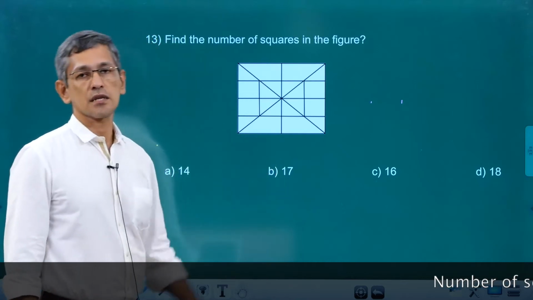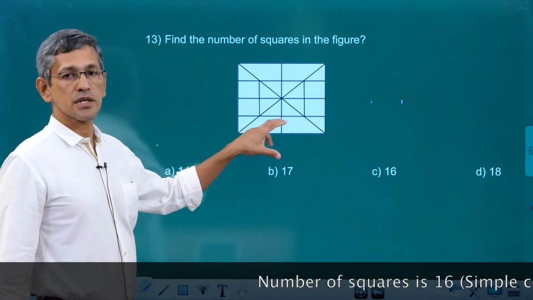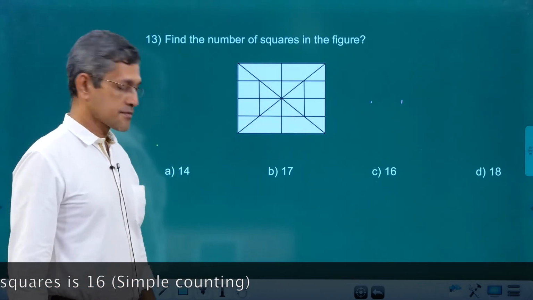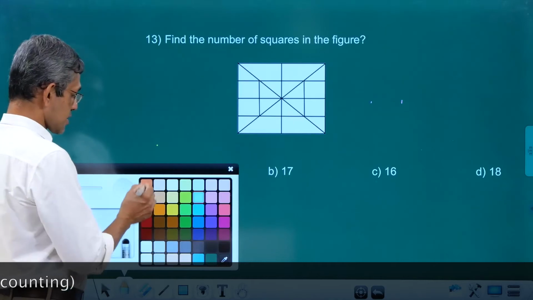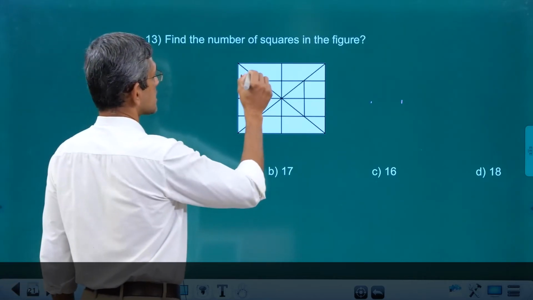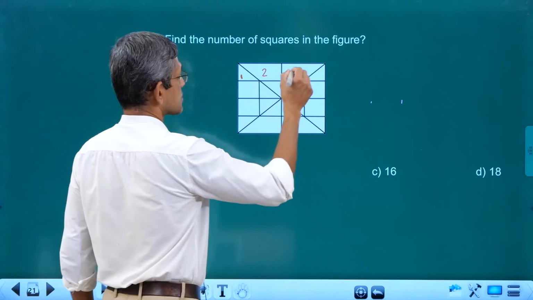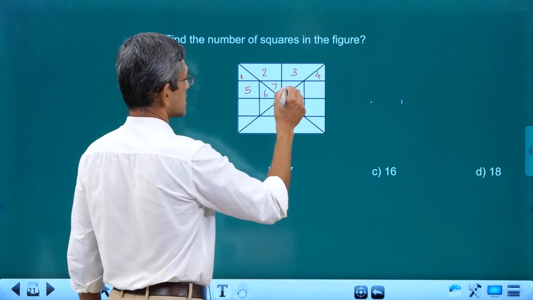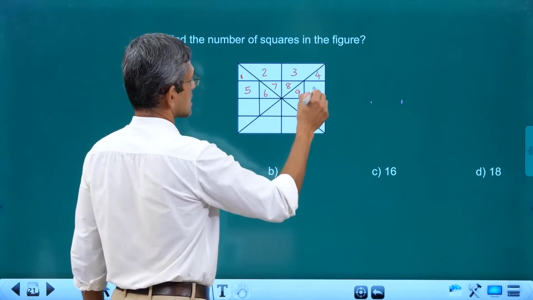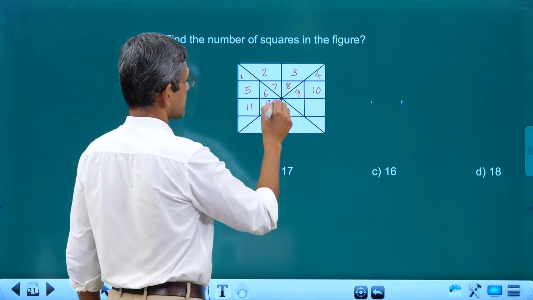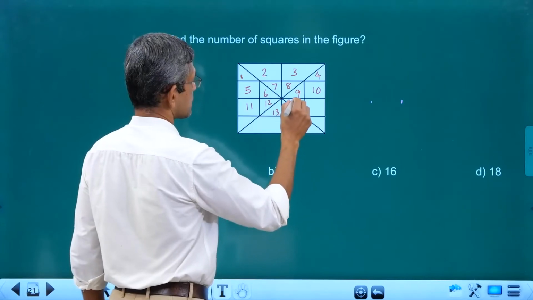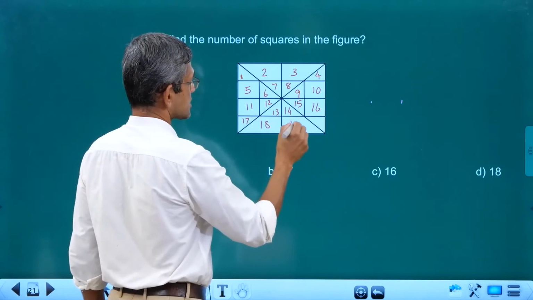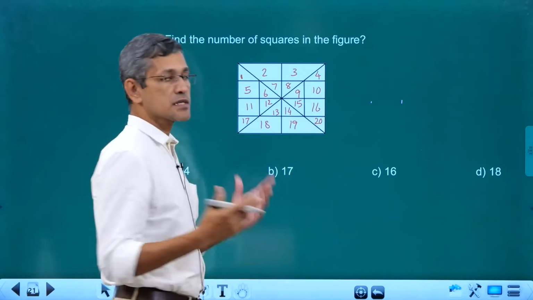How many triangles are here? We have counted the number of squares. Now the question is, how many triangles are there? So check it out. If you go for counting, let me mark it as 1, this is 2, 3, 4, 5, 6, 7, 8, 9, 10, 11, 12, 13, 14, 15, 16, 17, 18, 19 and 20. So 20 pieces are there.